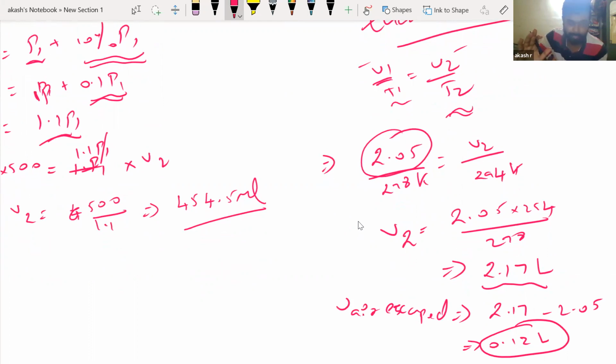Very, very simple. Okay. This volume, whatever you're finding, is the volume of the air finally. But you see that it is greater than the volume of the container itself. Obviously, the container will not be able to hold it. So obviously, whatever is extra, that will escape. What is extra? The difference between them is what is extra. That comes out to be 0.12 liters.